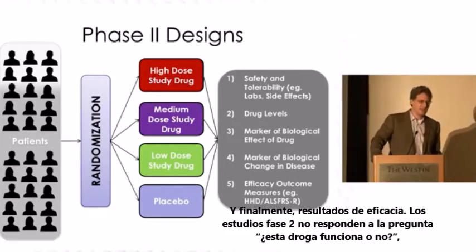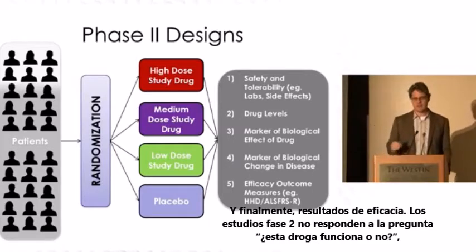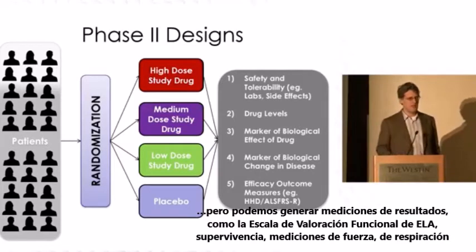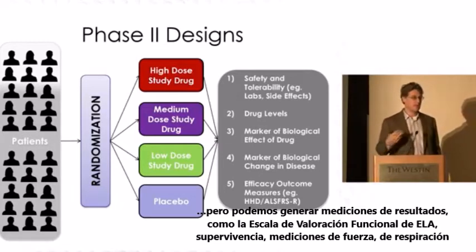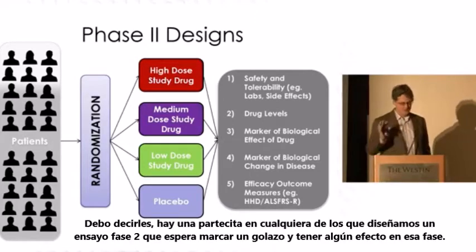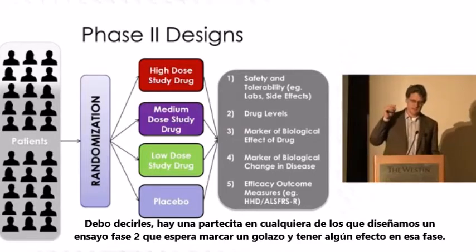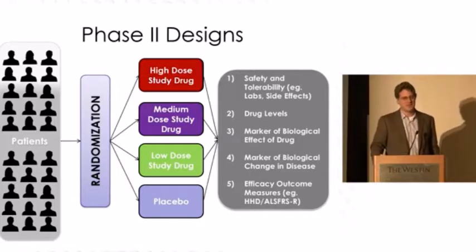And then finally, efficacy outcomes. So phase 2 studies do not answer the question, does this drug work or not? But we can begin to build in outcome measures like the ALS functional rating scale, survival, strength measures, breathing measures, to prepare ourselves for a phase 3 trial. I think I have to tell you, for any of us who design a phase 2 trial, there's a little part of us that hopes we've got a home run and we're going to see some effect in phase 2.